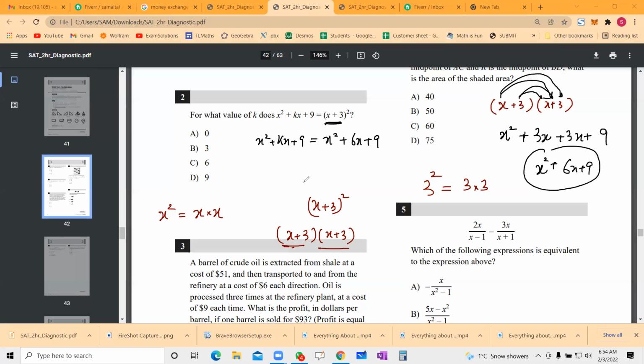Now, if you're having ax squared plus bx plus c, and that is equal to 2x squared plus 3x plus 4, how much will be a? 2. How much will be b?